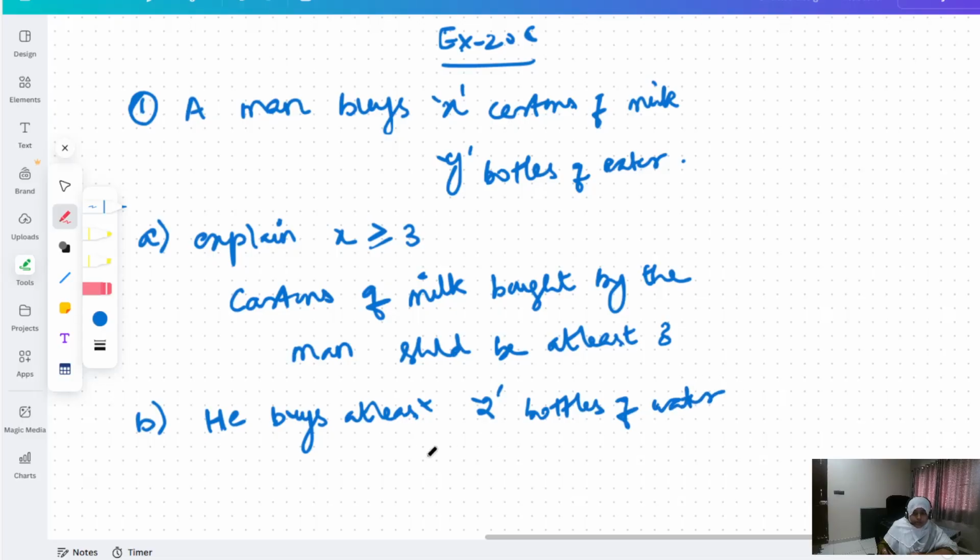So how can I show this? You know the number of bottles is y. y should be at least 2, which means the number of bottles should not be less than 2. Okay, fine. It can be equal to 2 and it should not be less than 2.